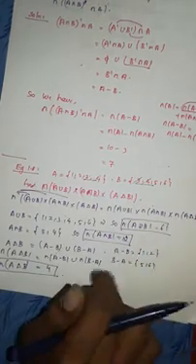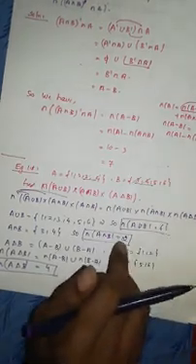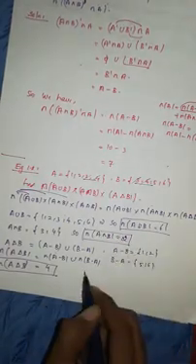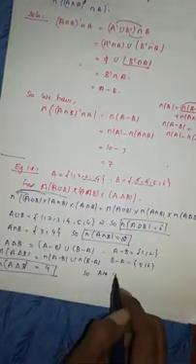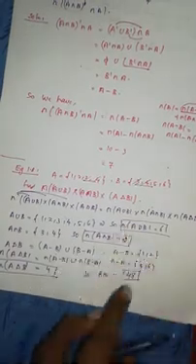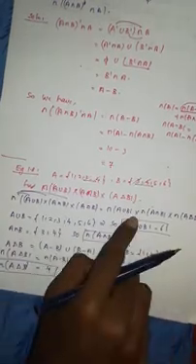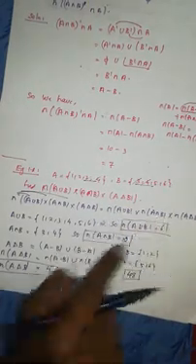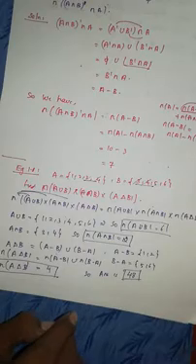We have already found n(A union B) and n(A intersection B). So you want to multiply these 3. So 6 into 2 is 12, 12 into 4 is 48. So the answer is 48. Just substitute these 3 values in this formula: 6 into 2 into 4. So the answer is 48.